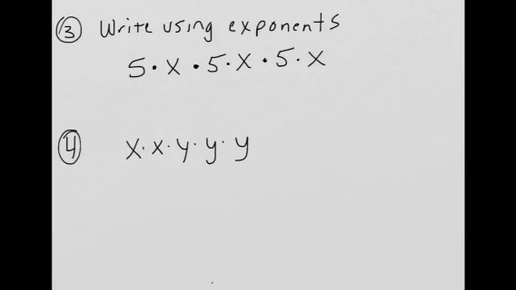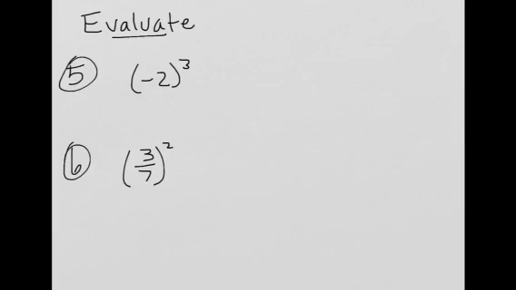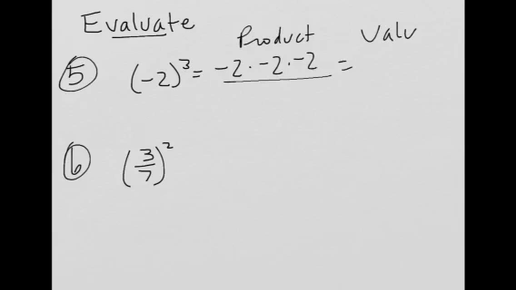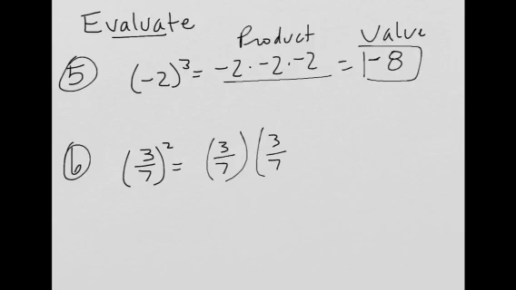Now I'm asked to write some products using exponents. So I have 3 5s, so I'm going to do 5 cubed. I have 2 x's, so I'm going to do x squared, and y cubed because I have 3 y's. Evaluate means to tell what the value is. So of course this means -2 times -2 times -2. Well, that's the product. So my answer, or the value, is going to be -8. This, of course, means 3/7 times 3/7, which is going to give us 9/49 for the value.